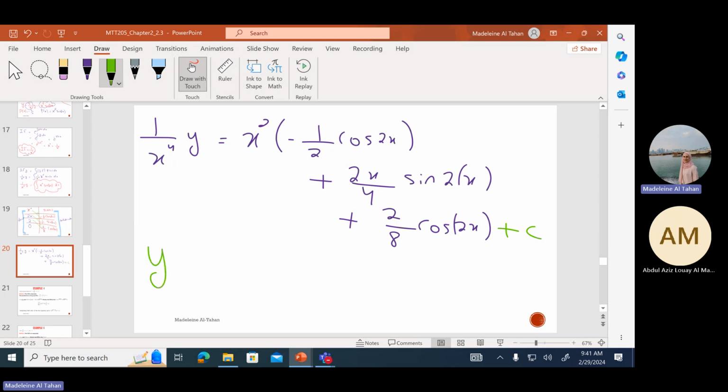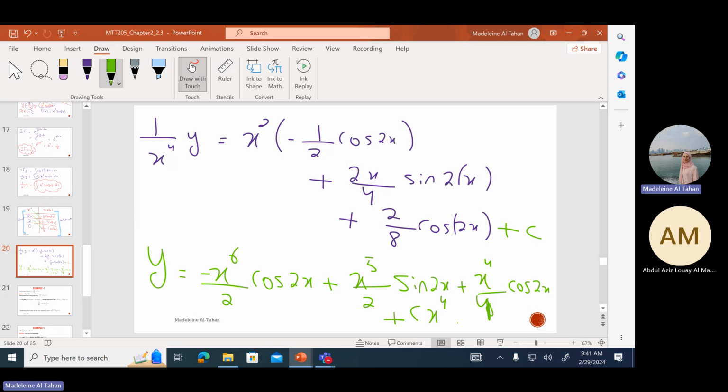Then how do we find y? Multiply. So y is equal to multiply: minus x^6 over 2 cosine 2x plus x^5 over 2 sine 2x plus x^4 over 4 cosine 2x plus C times x^4. Okay, miss? This will be our final answer. Do we have any questions?